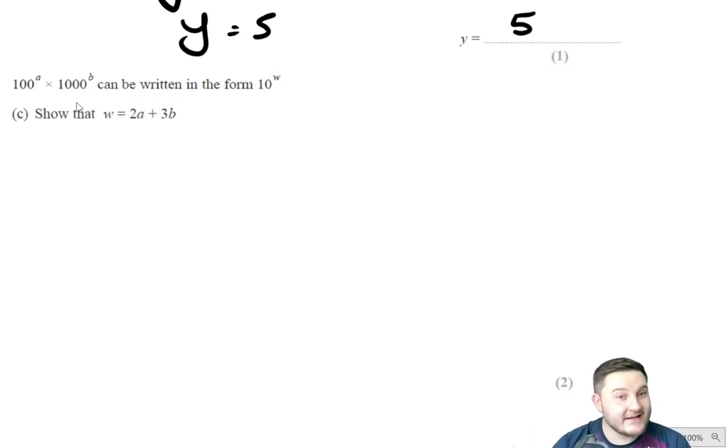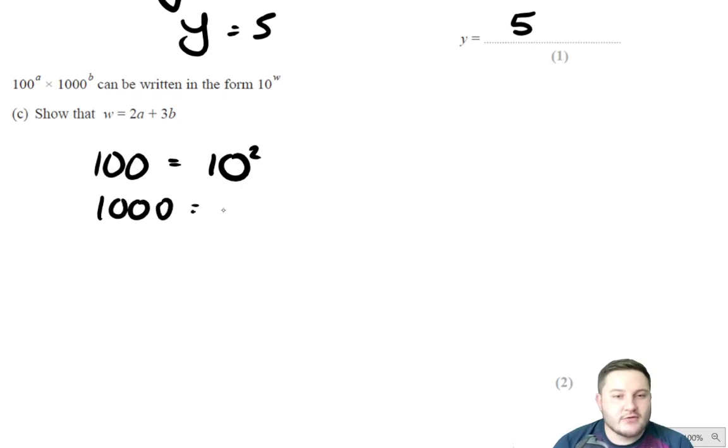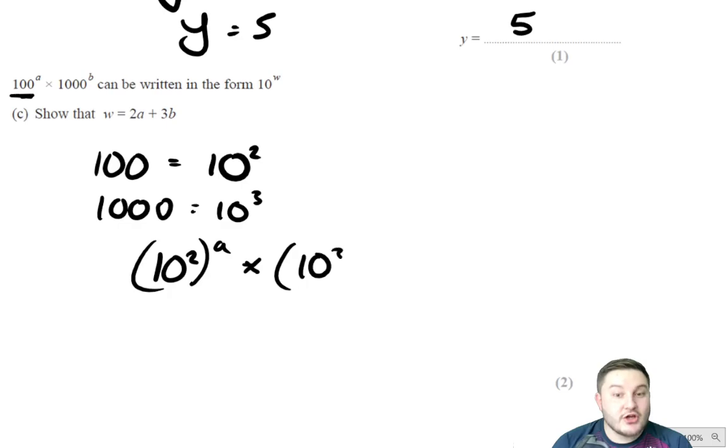But we can if we change it into a different form. So if we know the key fact that 100 is equal to 10 to the power 2, 10 squared, 10 times 10 is 100, and 1000 is equal to 10 cubed, 10 to the power 3, 10 times 10 times 10, then what I can actually do is replace this 100 with 10 squared. So I've got 10 squared to the power of a times 10 cubed to the power of b.